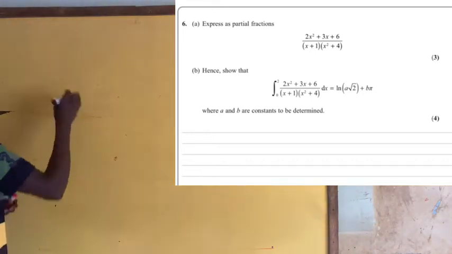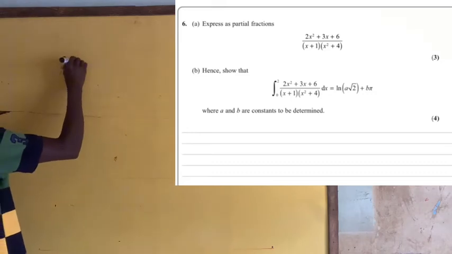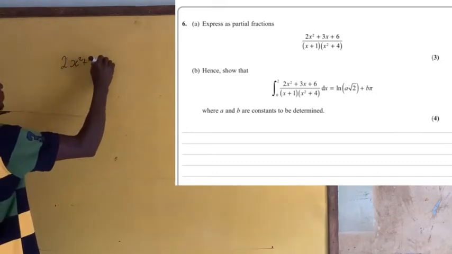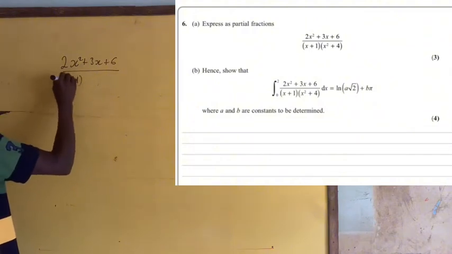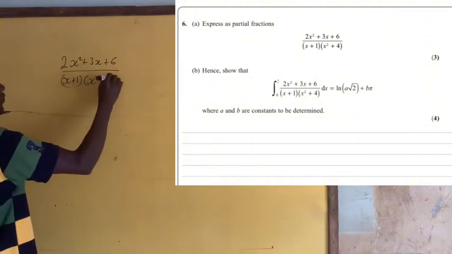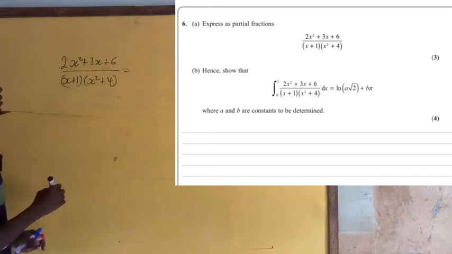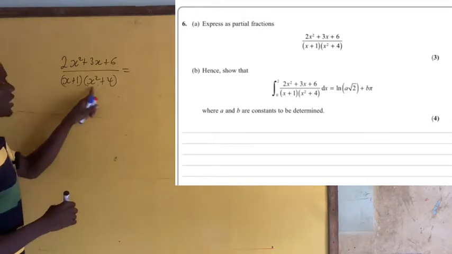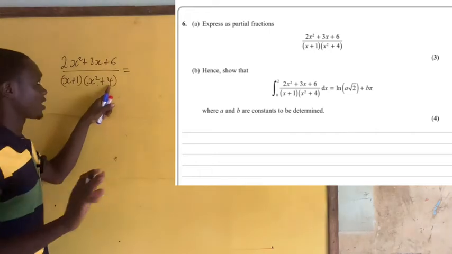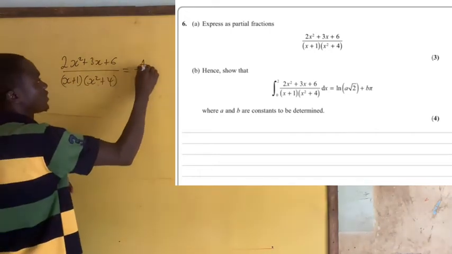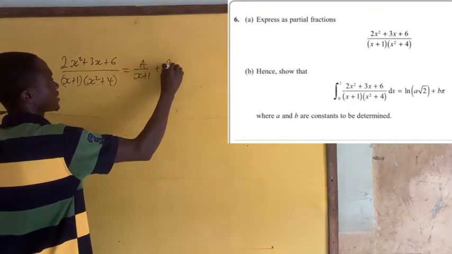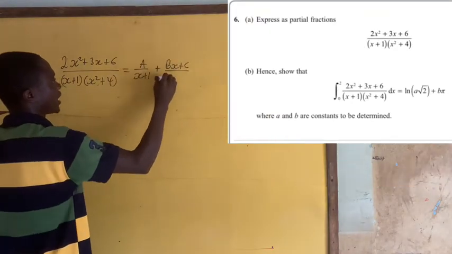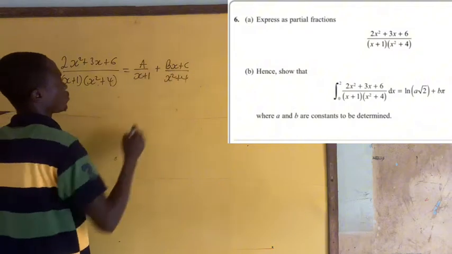This one we have (2x² + 3x + 6) all divided by (x + 1)(x² + 4). Here, x + 1 is a linear factor, but x² + 4 is a quadratic factor which does not factorize. So we take A divided by (x + 1) plus (Bx + C) divided by (x² + 4).